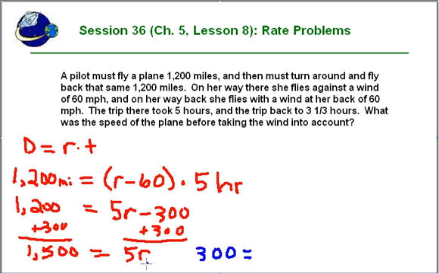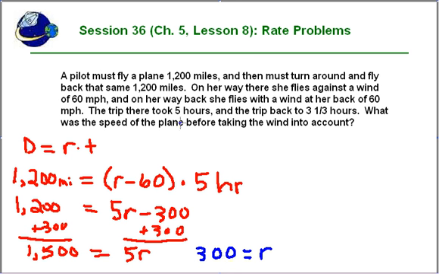That's the left side of the equation. The right side of the equation is 5r divided by 5. Well, what is 5r divided by 5? Well, it's just simply r, because the 5 divided by the 5 makes a 1, and a 1 times r just leaves us with an r. So we can see here that the rate in still air would have been 300 miles an hour.